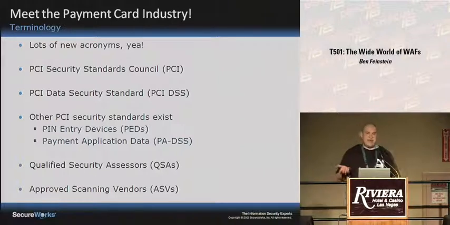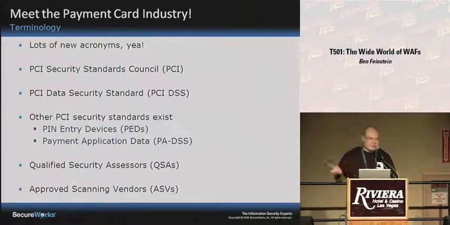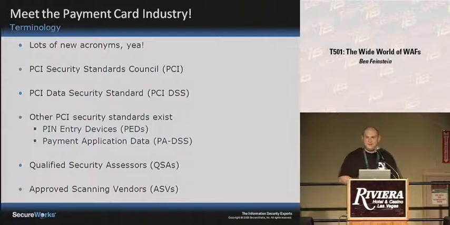So, a QSA. A QSA is a qualified security assessor. You have to become certified by the PCI Standards Council to become a QSA. And there are also approved scanning vendors, ASVs. These are organizations that have been approved to provide web application scanning to detect the vulnerabilities covered under the PCI DSS. An example of an ASV would be Qualys. And I think, anybody from Qualys here? All right. No, they won't admit it.